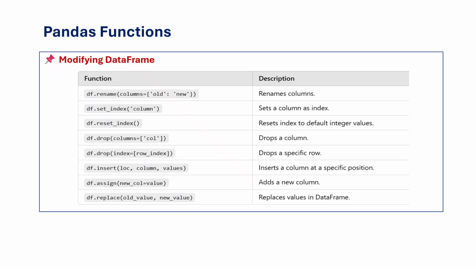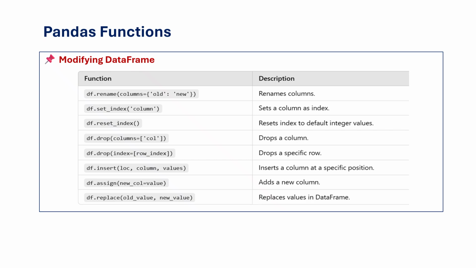df.rename() function. This function is used to rename one or more column names. It improves readability without changing the actual data. For example, rename the column age to student_age. Use the rename() function whenever column names need to be more meaningful or standardized.